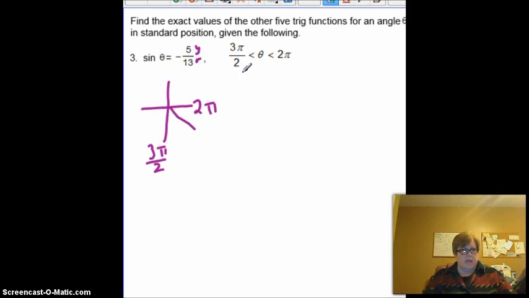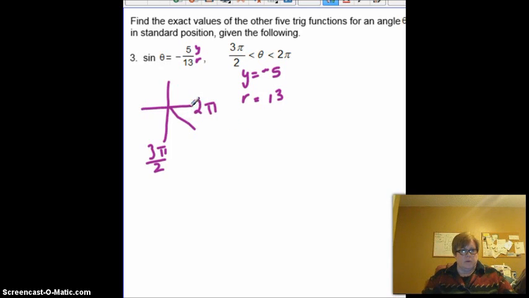So y is negative 5 and r is 13, except I've got to deal with this negative. We either went with the 5 or the 13, but we know that r can never be negative, so it must go with the 5. Okay, so now we have to figure out, well, what's x?